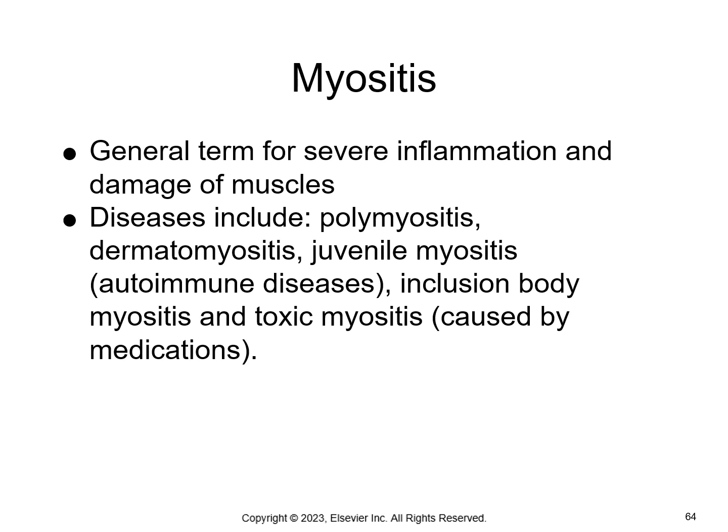Myositis makes your immune system attack your muscles. It's a general term for referring to severe inflammation and subsequent damage of the muscles. Diseases included in this group are polymyositis, dermatomyositis, and juvenile myositis. These are autoimmune diseases, and also included is inclusion body myositis and toxic myositis caused by medications. Depending on which type of myositis you have, you'll have a hard time moving or using your affected muscles.